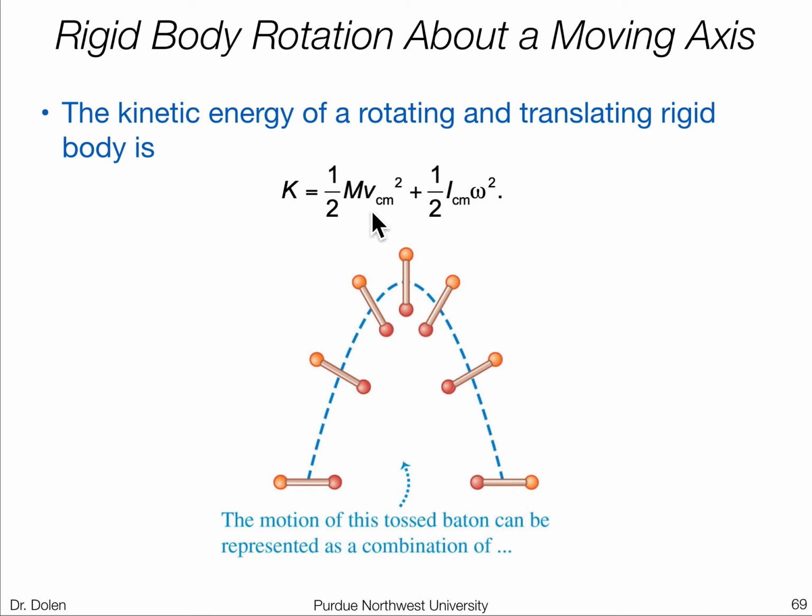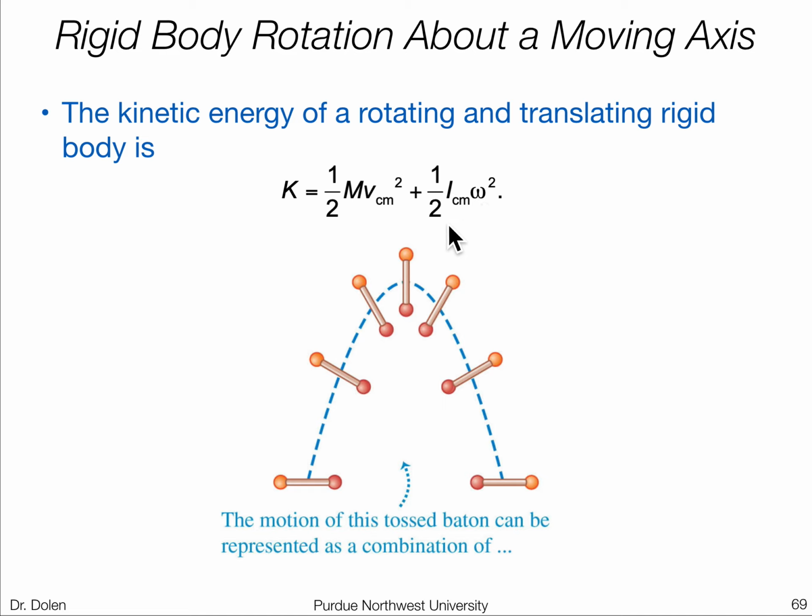I need to do 1/2 mv squared, which is just the velocity of the center of mass, and this is the mass of the object as a whole. That takes into account the translation of the baton, but I also have to take into account the rotation about the center of mass. This is the moment of inertia of the baton about its center of mass. This is the angular velocity of the baton.